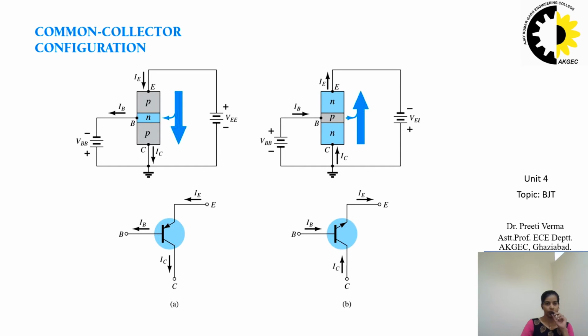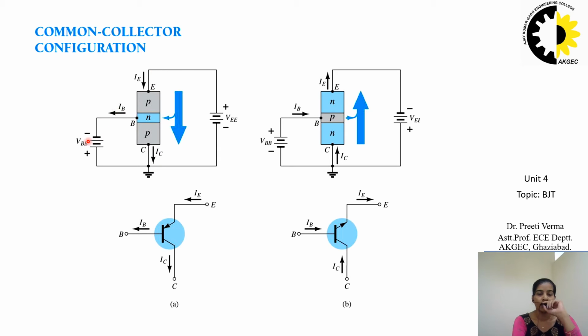In the common collector configuration, the collector terminal will be common between the remaining two terminals. The remaining two terminals are the base and the emitter. So we need to design a circuit in such a way that the collector is common between the base and the emitter. Now in the diagram, figure A, we can see that the terminal collector is common between the base B and the emitter E.